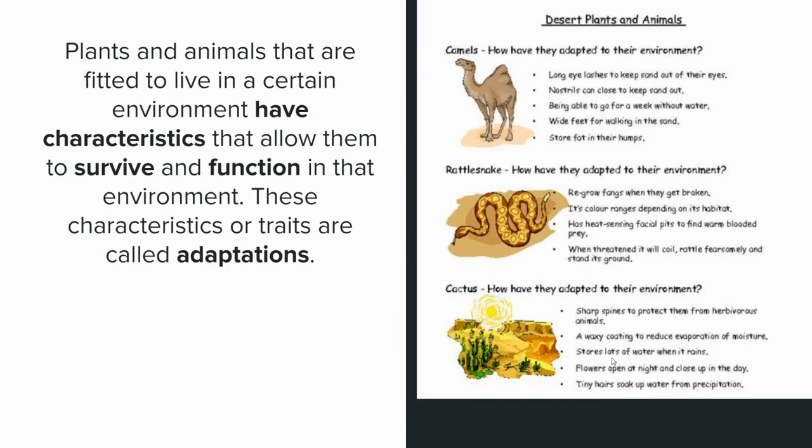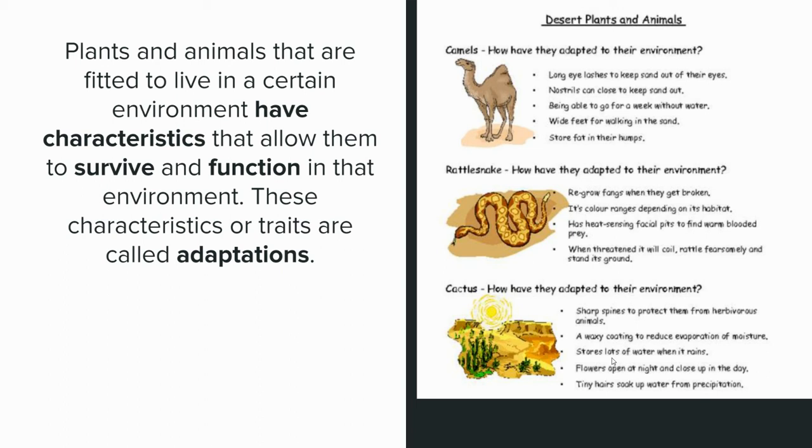Okay. For example, plants and animals that are fitted to live in a certain environment have characteristic traits. Think about those traits that we've talked about in the genetics unit that allows them to survive and function in that environment. These characteristics or traits are called adaptations. All living things, plant or animal, have adaptations for their environment. The environment is what forces living things to develop these traits over a period of time.